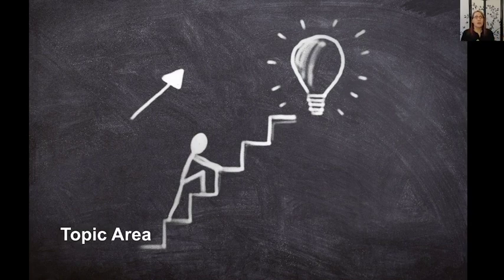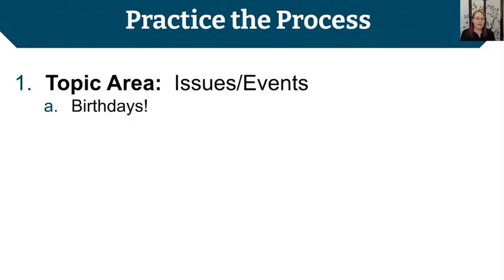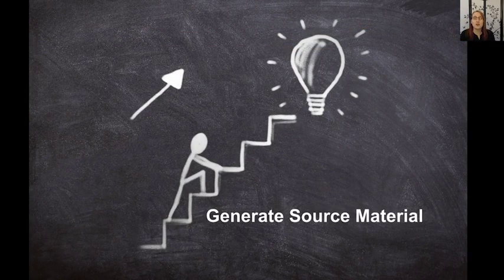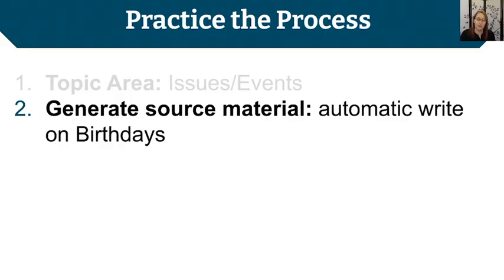Just like with emotions, we chose one specific emotion, jealousy. We need to narrow that down. So we're going to use a recurring event as our topic. And depending on who you are, it's going to be a big event or a small event. And that's birthdays, okay? So we're going to now generate source material on birthdays, and you're going to automatic write.